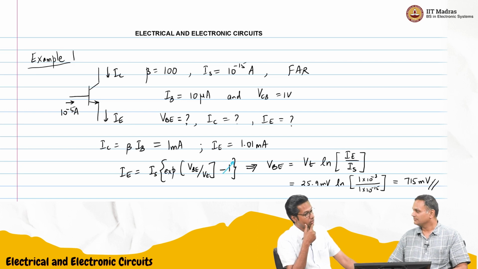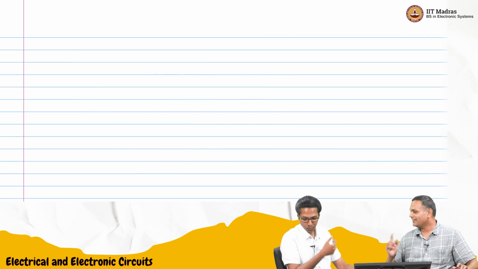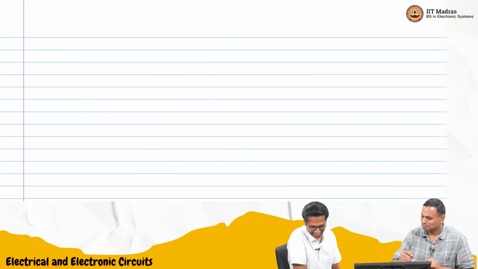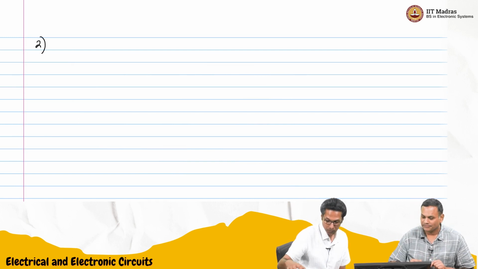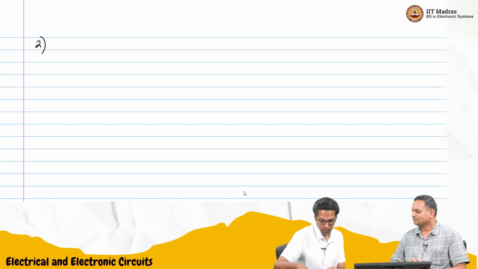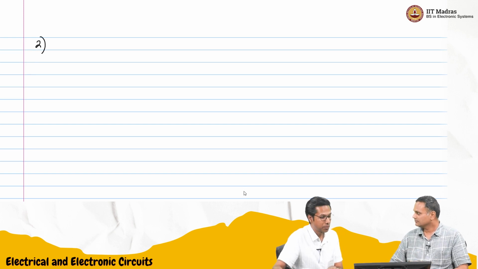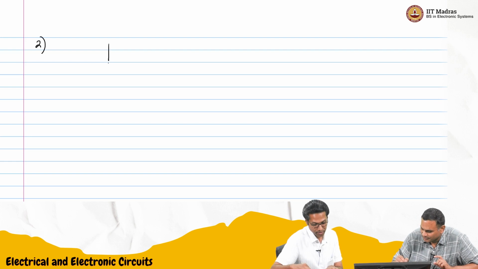So we'll pick another one. Let's pick another one. PNP. Sure. That's interesting because we have not done any PNP so far. Correct. Let us do a PNP. So it's a PNP transistor.